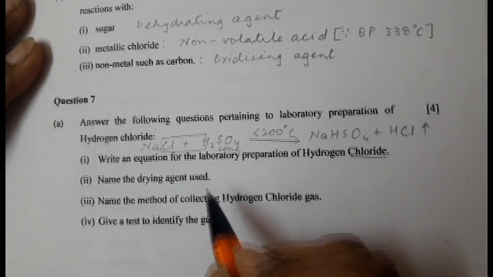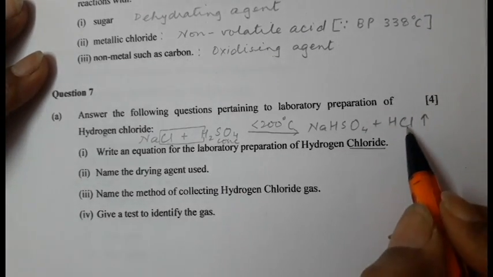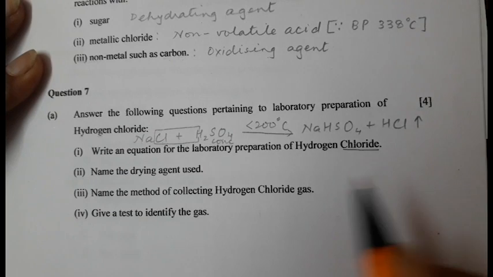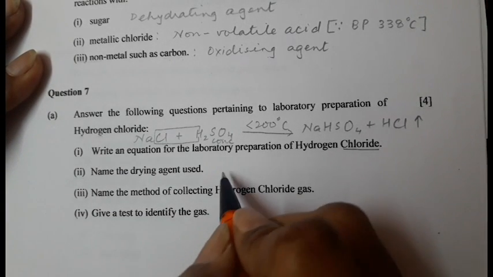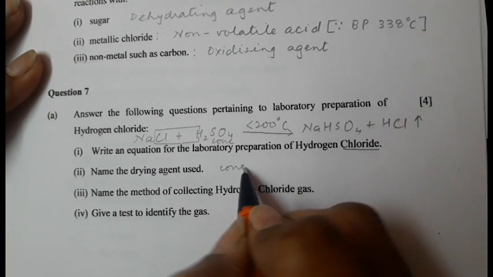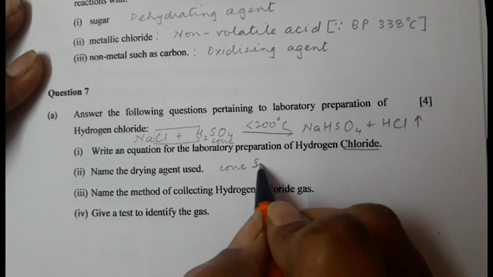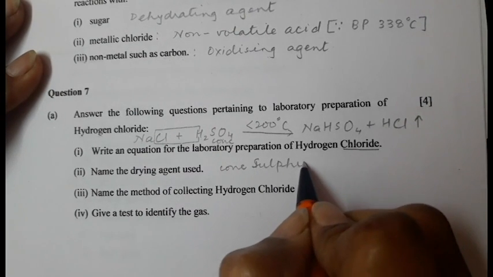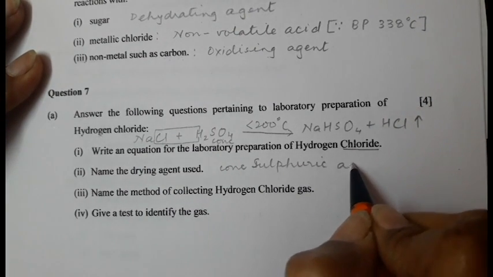The drying agent for hydrogen chloride. It's an acidic gas, and so it will be concentrated sulfuric acid. Avoid writing the formula.